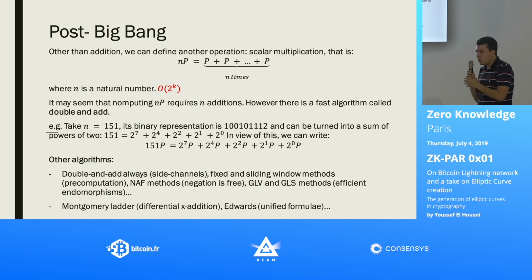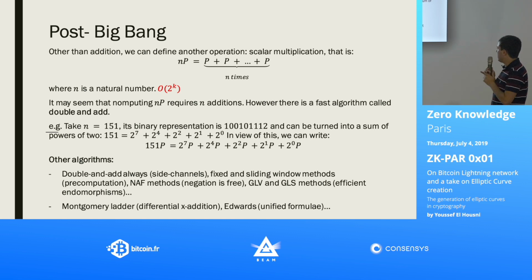For example, we said that the opposite of a point is just the opposite with respect to the x-axis. So if you have a point (x, y), the negation is (x, -y). So negation is somewhat free. So if you can, rather than using binary decomposition, use NAF decomposition, that is with 0, 1, and -1, and you leverage the fact that -1 is free. So you will have more zeros, and then it will be quicker.